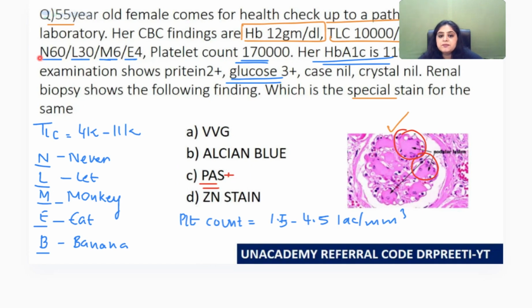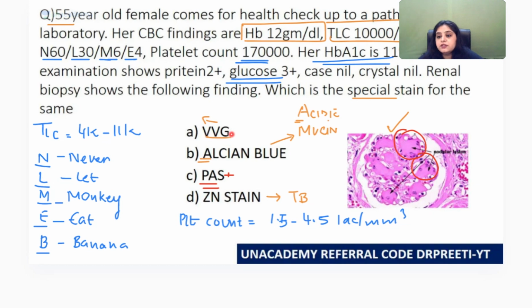But I want to ask you something. ZN stain, though we know it is for TB and all acid fast things, I'm not asking you. Alcian blue is a stain for? Very good. Alcian blue is a stain for mucin. Which type of mucin? A for A. Acidic mucin, neutral mucin. Very good. Alcian blue is a stain for acidic mucin.